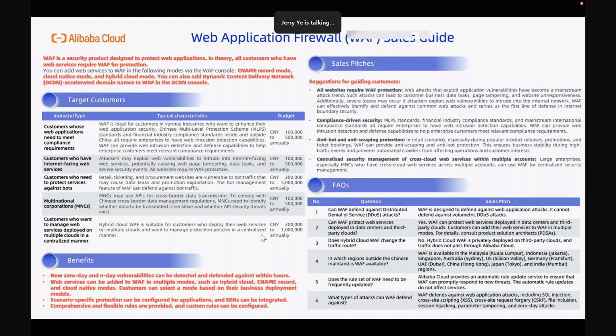So for the sales pitch, the suggestions for guiding the customers: if the customers have internet-facing web services, you can upsell WAF to them, or if the customers are highly focused on anti-bot and anti-scraping protection and centralized management, then that is the time to sell WAF to land.